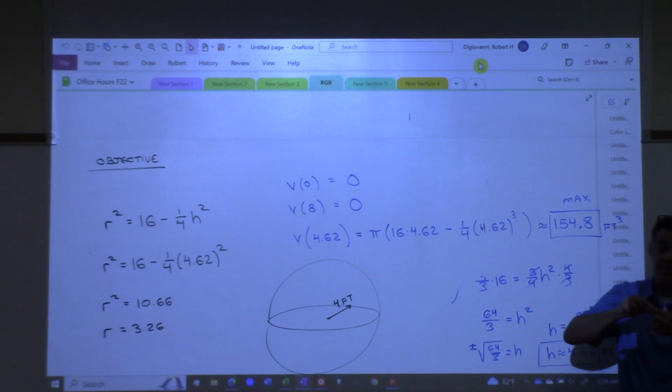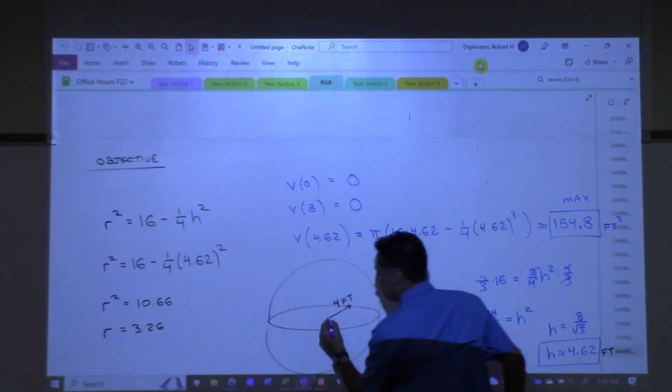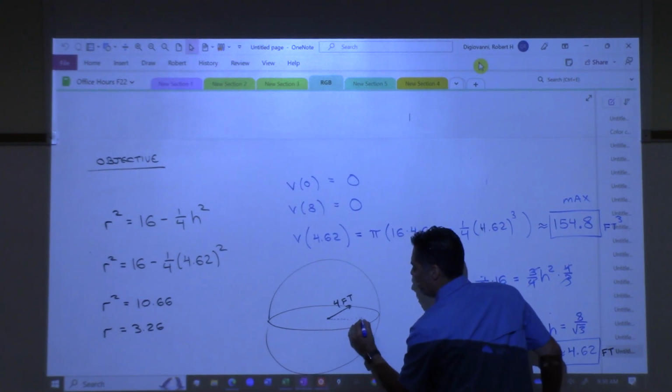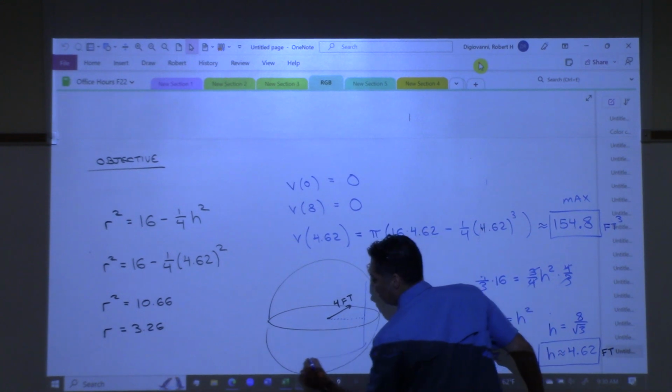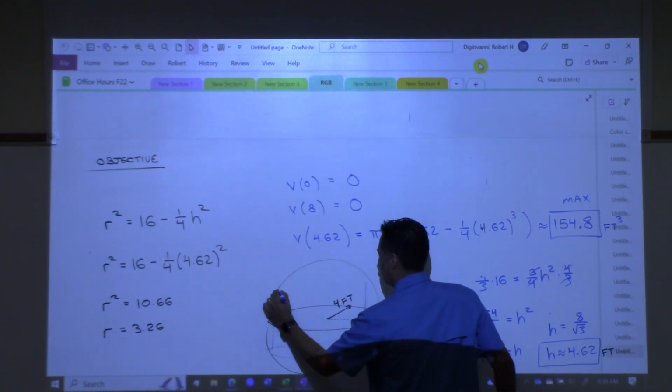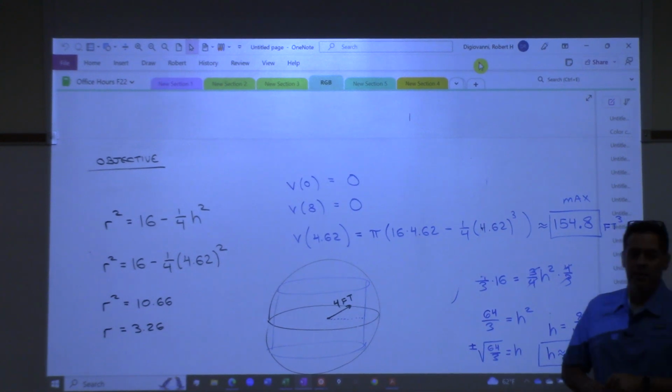So remember, height is both up and down total together. So if you go half of this, this is 2.31, half of that. So that means I go 3.26 out, whatever that is. Then I go up about 2 and down 2 and then draw my cylinder in here. And that will be the biggest volume I can get, right?